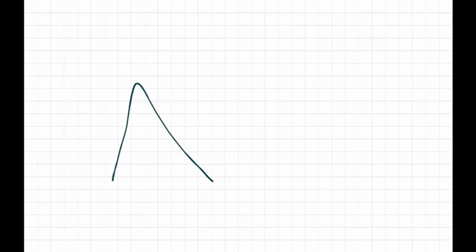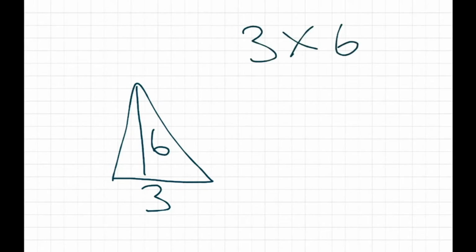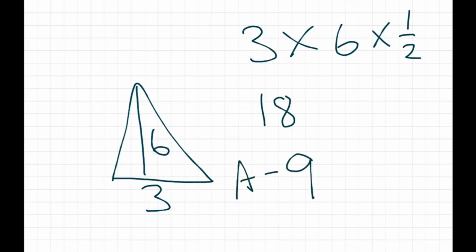Now for triangles, this is a bit different than rectangles and squares. So let's say we have a base of 3 and a height of 6. So we can multiply 3 times 6 times half for the area, and 3 times 6 is 18, and then half of 18 is 9. So the area of this triangle is 9.